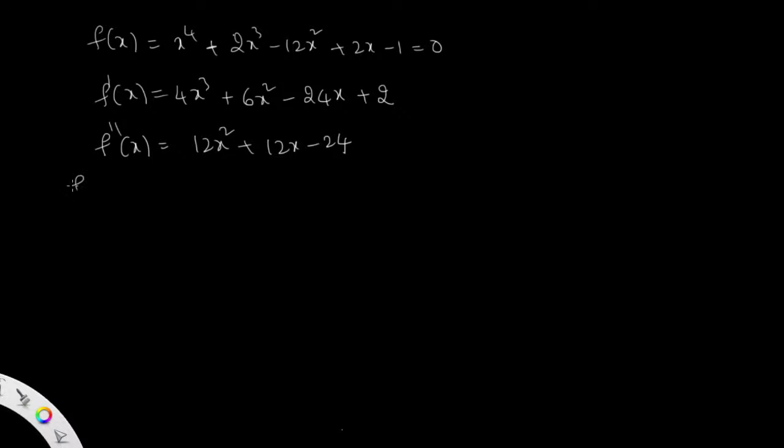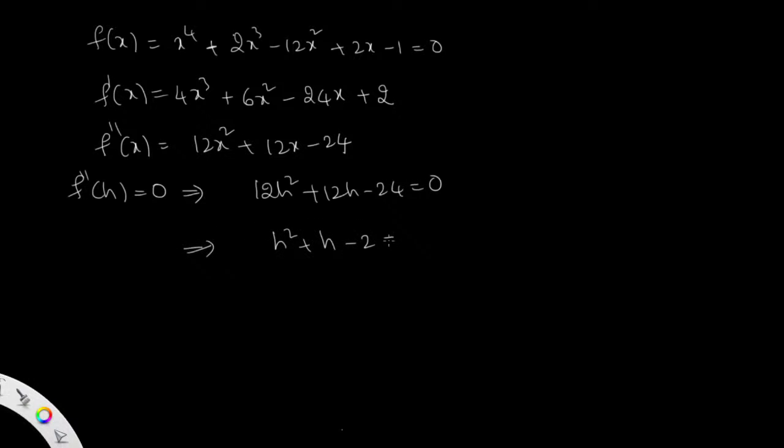Then f double dash of h equal to 0 becomes 12h square plus 12h minus 24 equal to 0. Then 12 as common, then h square plus h minus 2 equal to 0. By doing the factorization, (h plus 2)(h minus 1) equal to 0. Then h equal to minus 2 or 1.